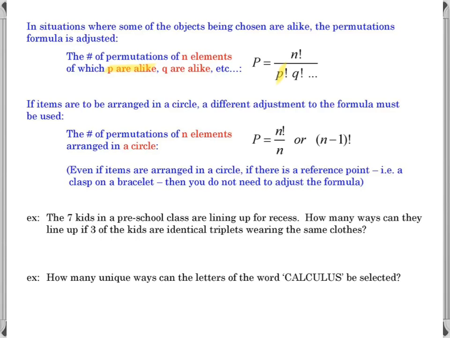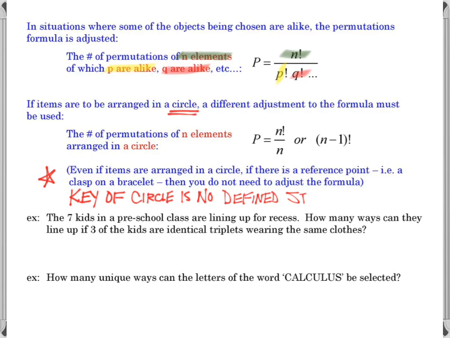So if we have things that are the same, so we have P that are alike and Q that are alike, we just divide out that repetition. And we also have a circular arrangement where we take the factorial and then we divide by the number of things, which is just n minus 1 factorial. So we do a couple examples like that. So we have circle and repetition.